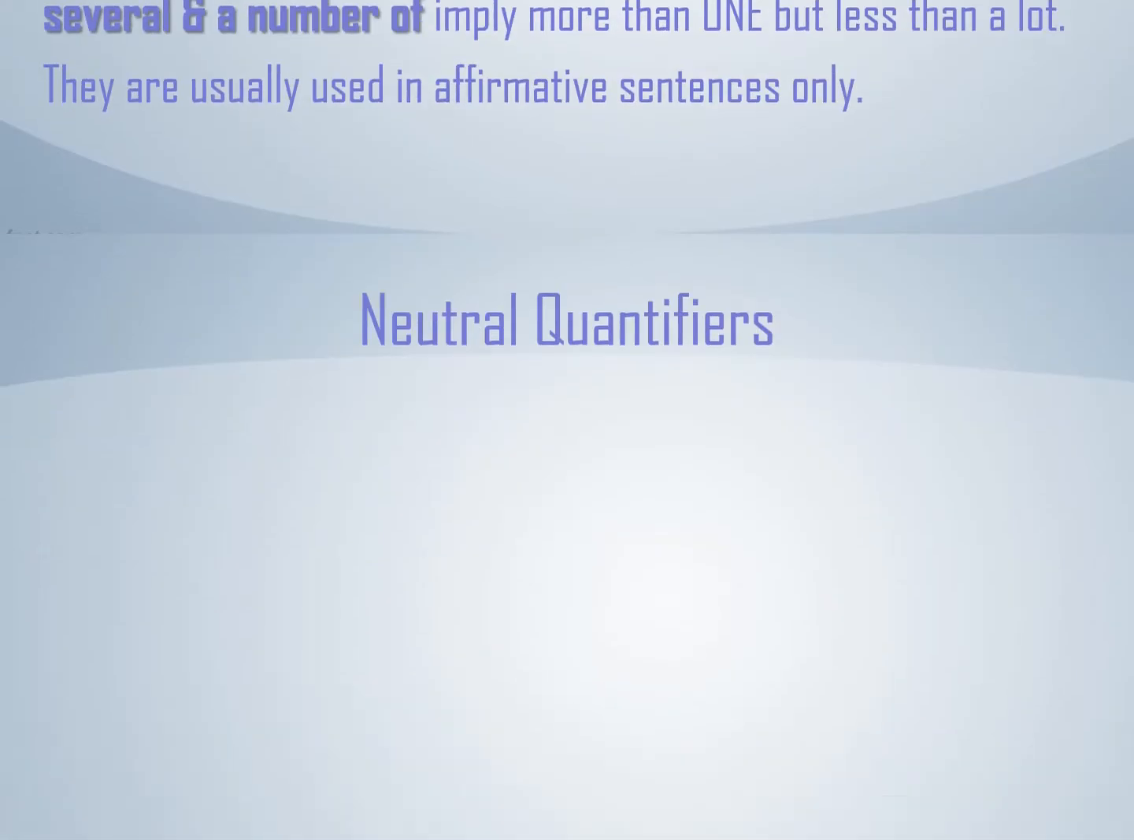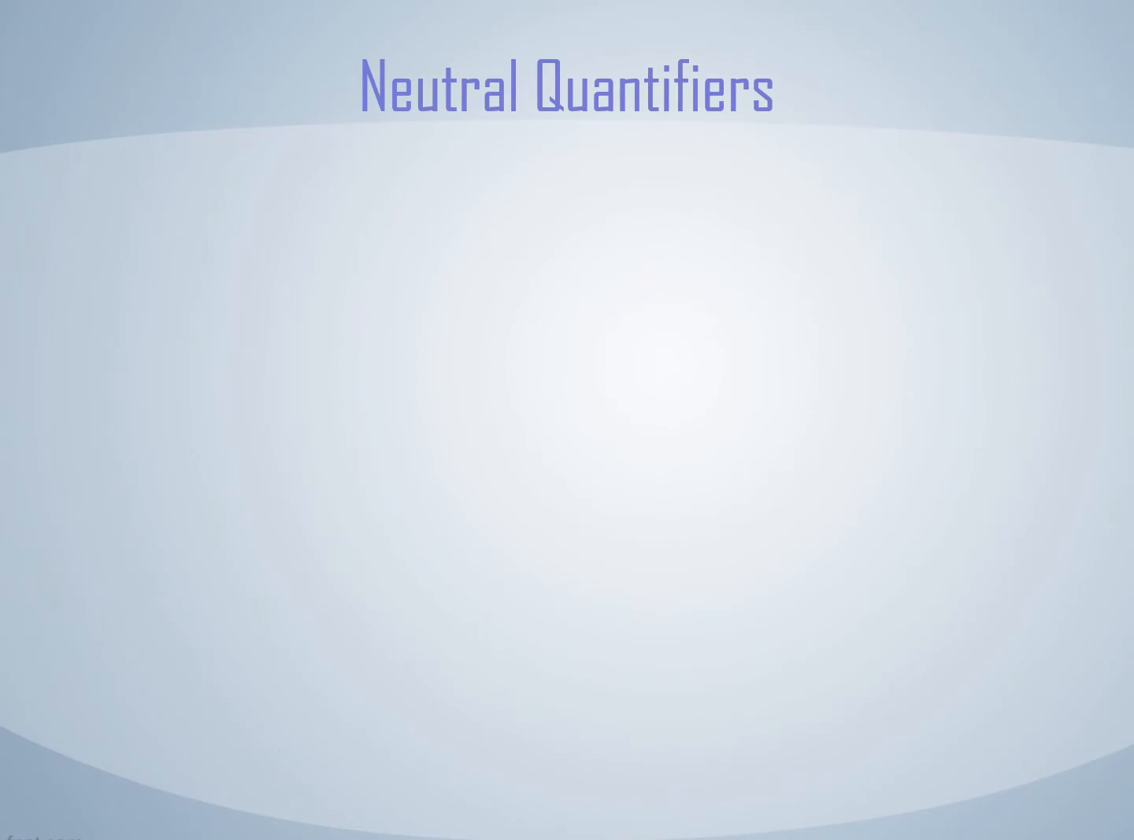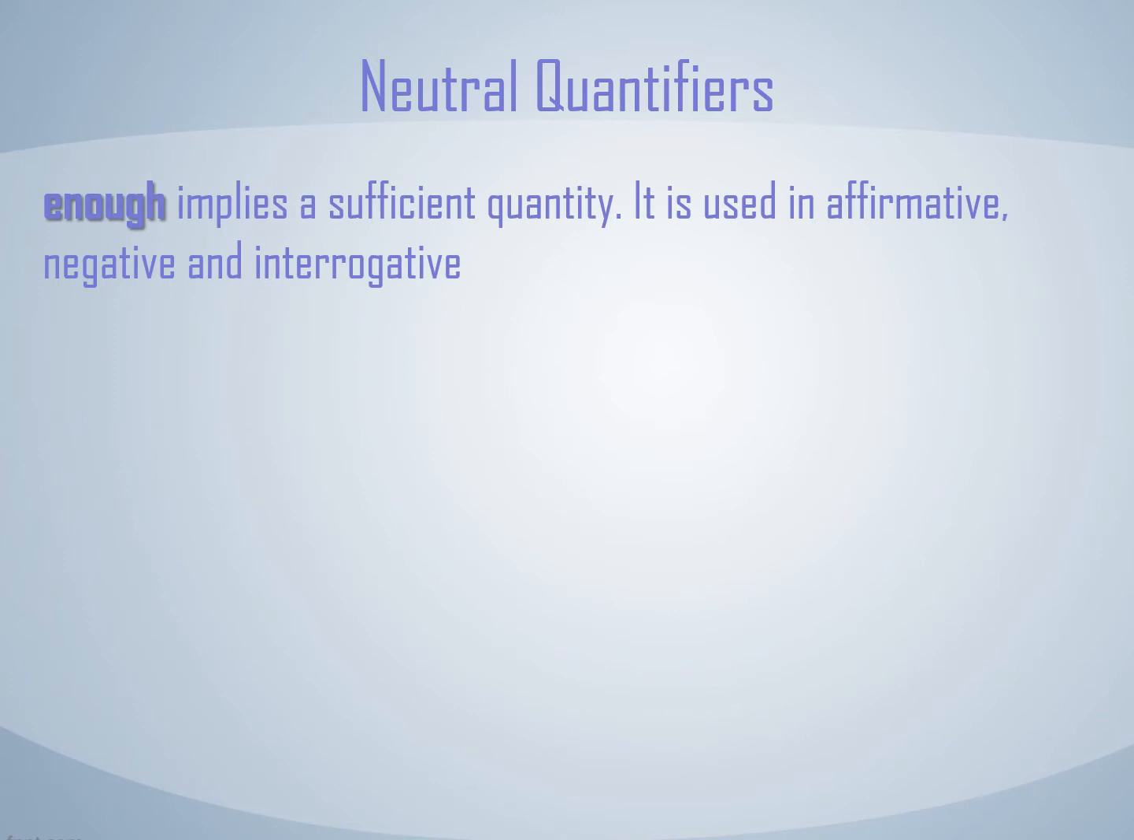Now, neutral quantifiers: enough. This is the next one in the neutral quantifiers category. Enough implies a sufficient quantity, and you can use enough in all types of context. You can use it in affirmative sentences, negative sentences, and interrogative sentences.